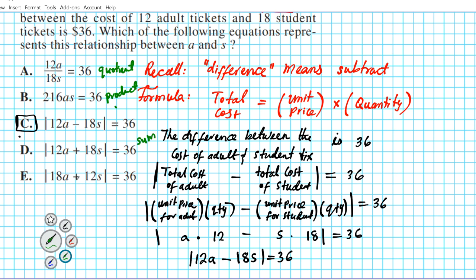And option E is not applicable here because the setup is wrong. The quantity and unit price combination is inaccurate here. You're multiplying the quantity of students with the unit price of adults, which is wrong. So option E is not even applicable to this situation. The correct answer is option C, since we're looking for the difference, which represents subtraction.